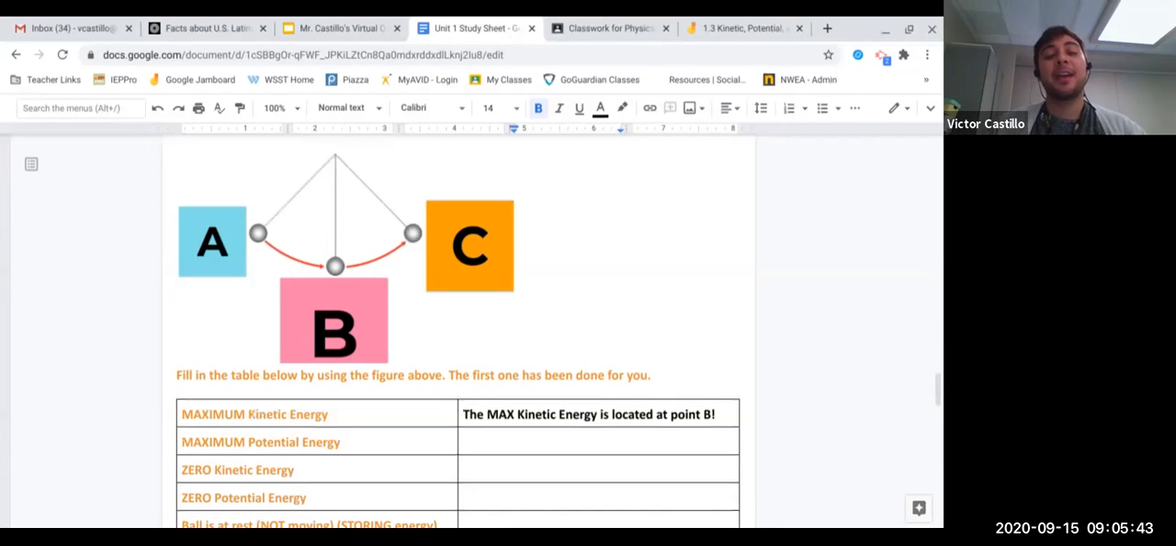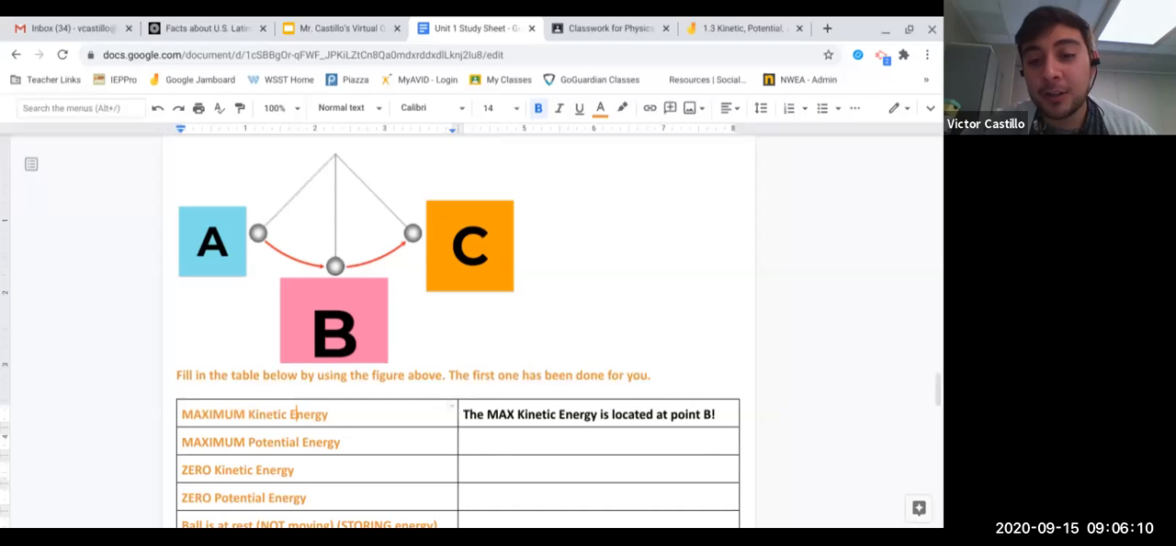Now we have a pendulum, a swing, right? I've used this in our demos, in our lessons. I have point A, point B, and point C. So let's fill in the table to figure out the characteristics of this swing. Where will maximum kinetic energy be located? We know the maximum kinetic energy is located at point B. I did the first one for you. At the lowest point is when it's traveling the fastest, right? So you have to fill in the table.